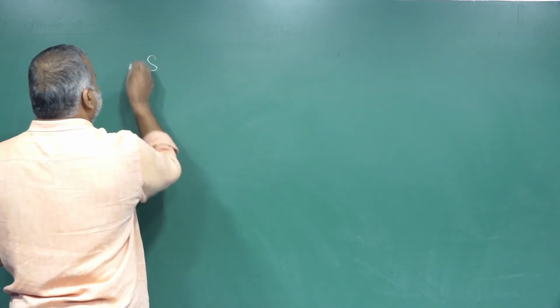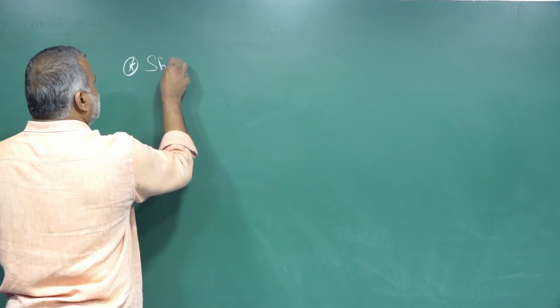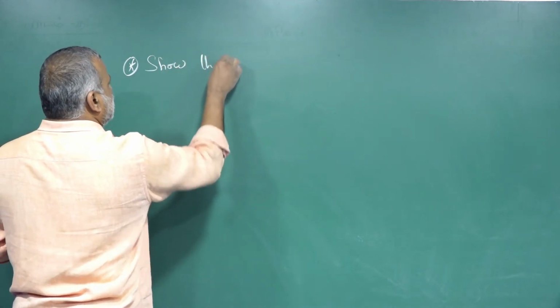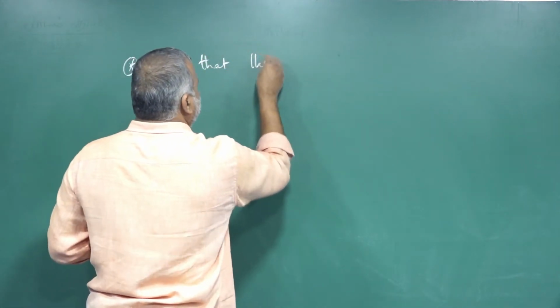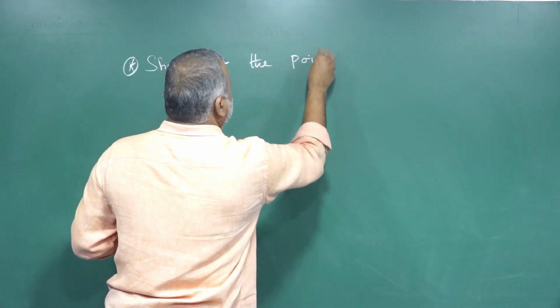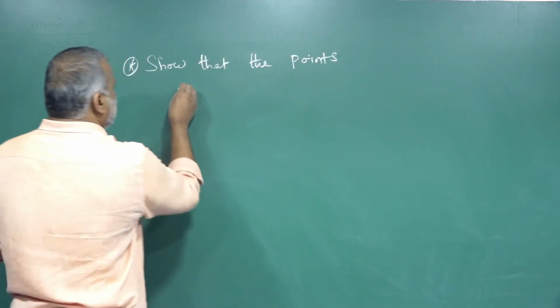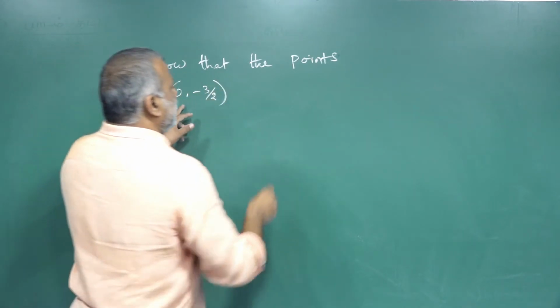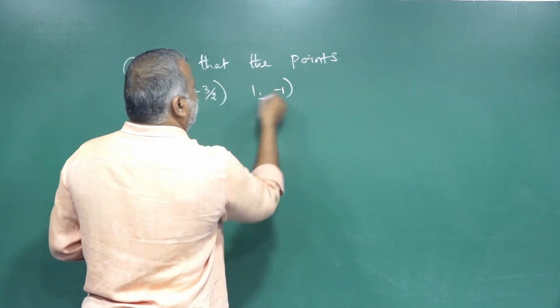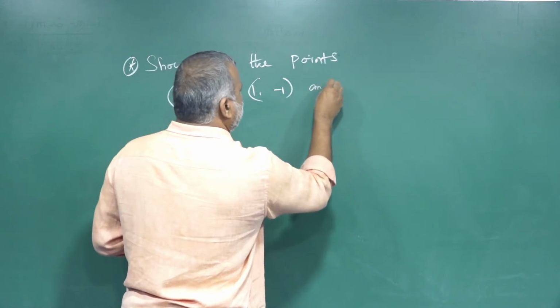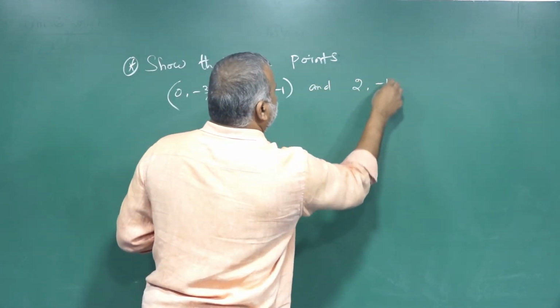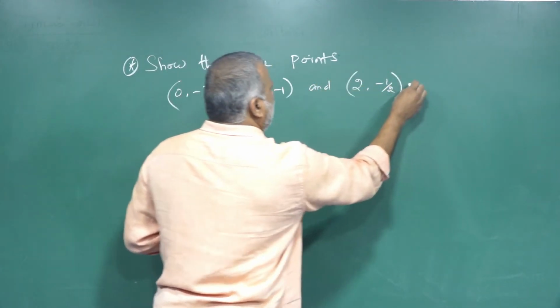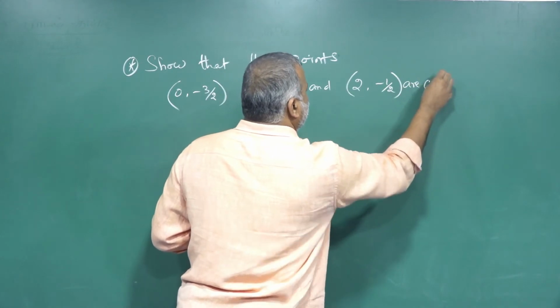Show that the points 0, minus 3 by 2; 1, minus 1; and 2, minus 1 by 2 are collinear.